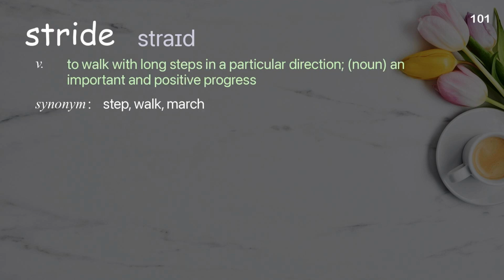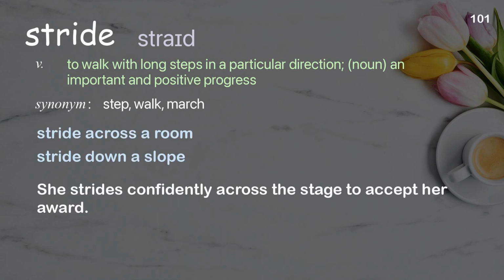Stride. To walk with long steps in a particular direction. Noun: an important and positive progress. Examples: Stride across a room. Stride down a slope. She strides confidently across the stage to accept her award.